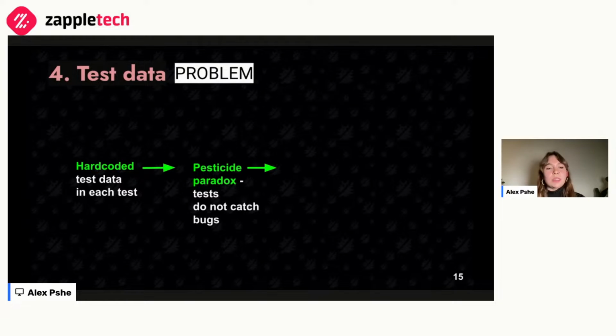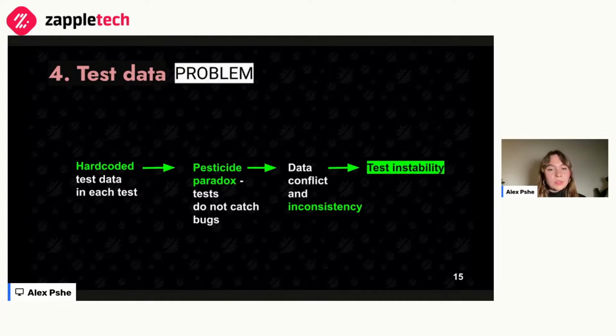So we probably know this rule. But another problem, and maybe an even more important one, is that in this case we will have a lot of data conflicts and also inconsistency of our environments. And it will finally lead to test instability. As you probably know, stability of tests is one of the most important criteria for our tests, because otherwise it becomes expensive and pretty inefficient. So how can we solve this problem?